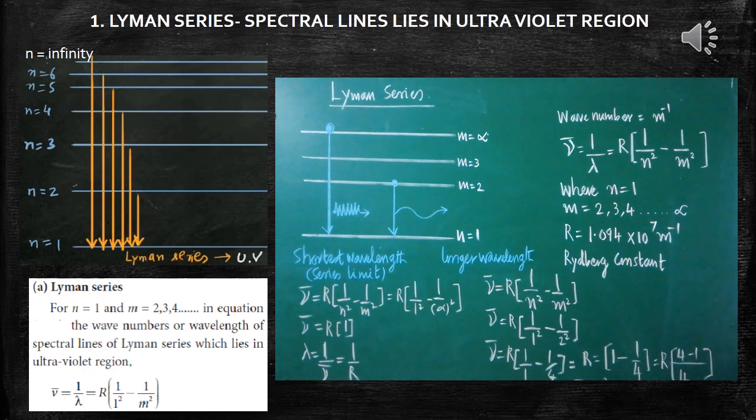So, this is the formula. Substitute the value of R in both the two formulae. You are able to get the wave number and wavelength of the longer wavelength radiation in the Lyman series. Okay, very simple one, easy one.